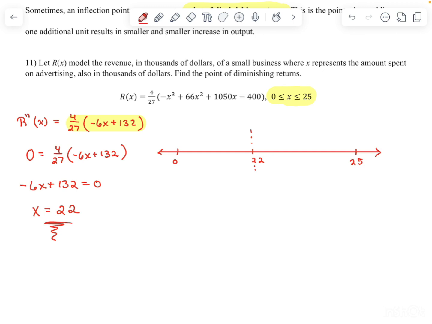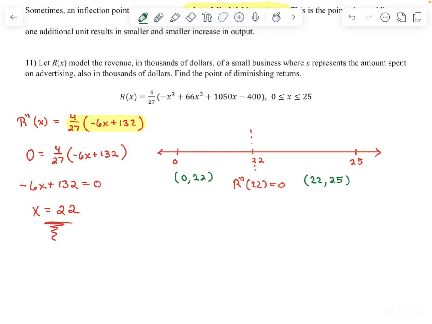On this number line, I included 22 because the second derivative at 22 is equal to 0. I also included 0 and 25 because x must be between 0 and 25 inclusive. Now there are two intervals to test. The first interval is between 0 and 22, and the second interval is between 22 and 25.